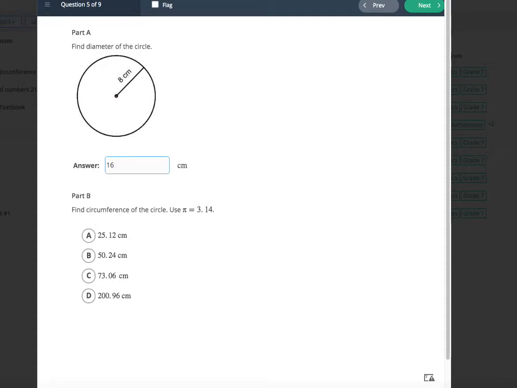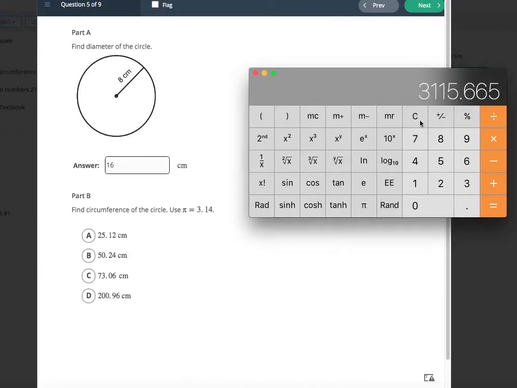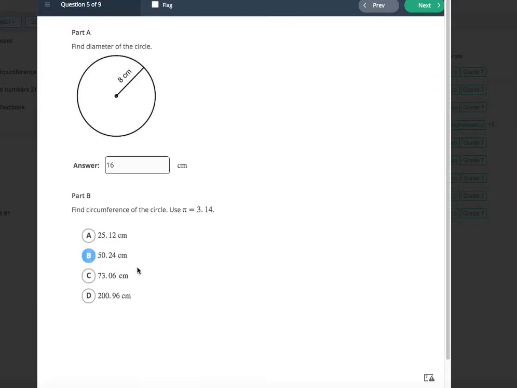Now let's find the circumference. Again, the formula is circumference equals pi times the diameter. So circumference is equal to 3.14 times 16. The circumference equals, I think it's 50.24. So 3.14 times 16, 50.24. Perfect.